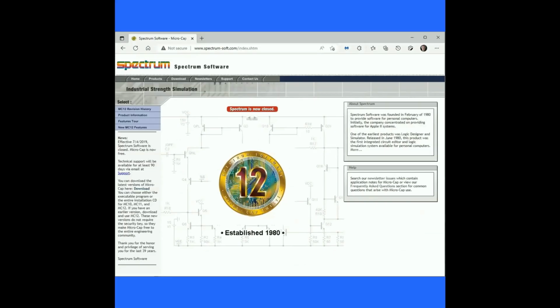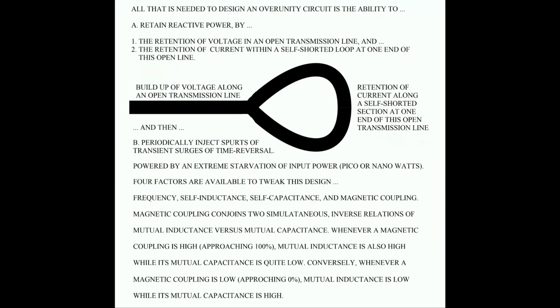So MicroCap has helped me now understand that reversal of time does not need to occur, nor does it occur all of the time. So a circuit does not have to create over unity all of the time to be over unity all of the time. It only has to synthesize electricity momentarily for little spurts, and usually in the beginning, because that's usually the way transient surges happen anyway.